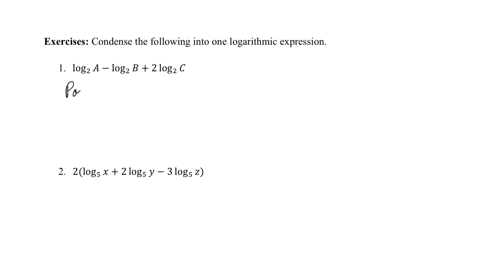So the power rule moves the values in front of the log back to exponents. So this will be rewritten. This will remain log base 2 of A minus log base 2 of B, and the 2, the value in front, will become a power. So plus log base 2 of C squared.